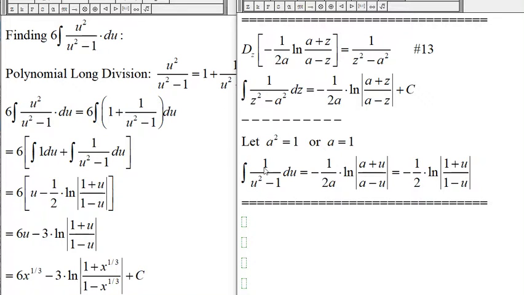So the antiderivative of 1 over u squared minus 1 would be negative 1 over 2a, with a is 1. And so a is 1, 2 times 1 is just 2. And then here we have a is 1, a is 1. The variable here is u, so we put u. The variable here is z, and we put z. And so this integral right here is negative 1/2 times the natural log of (1 plus u) over (1 minus u).